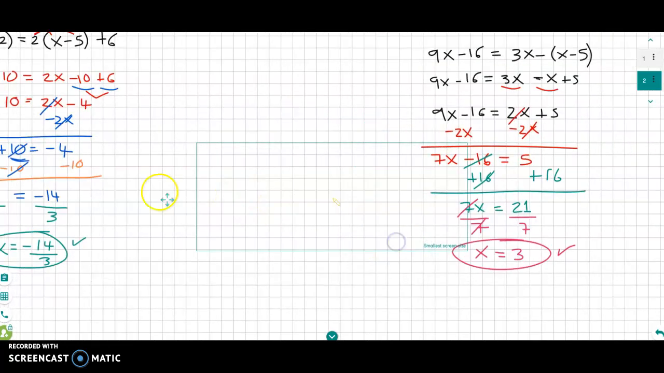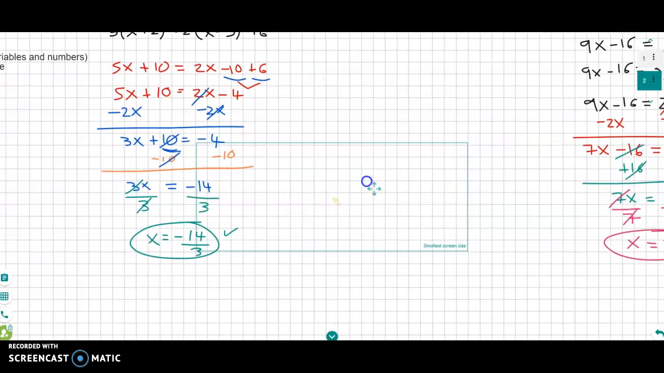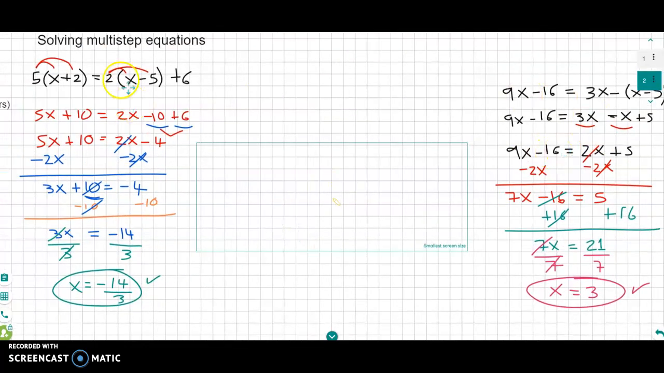Okay guys, so that's it for now. I hope you really understood the process to solve this kind of equations when we have parentheses. Don't forget about the operations, multiplying, adding, combining like terms, and the same steps that we already know to leave the variable alone.